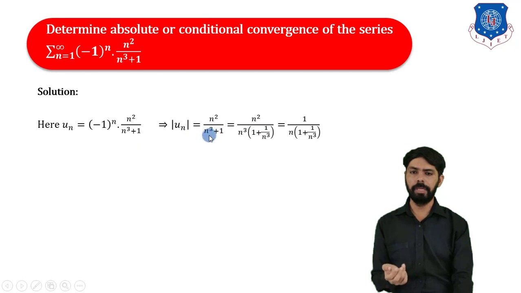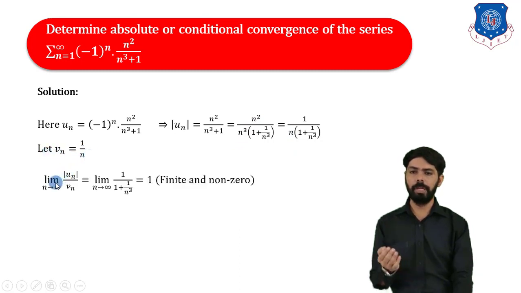Now here we will take n cube common from the denominator. So it will be n square divided by n cube into 1 plus 1 divided by n cube. So this is equal to 1 divided by n into 1 plus 1 divided by n cube, because n square divided by n cube will be 1 by n. Now let Vn be equal to 1 divided by n. Now we will find the limit n tends to infinity of modulus of un divided by Vn, which is equal to limit n tends to infinity 1 divided by 1 plus 1 divided by n cube.